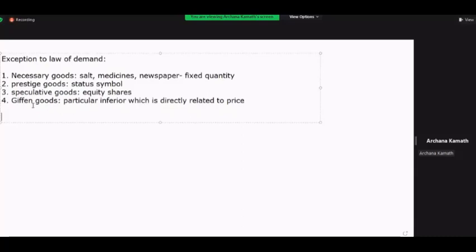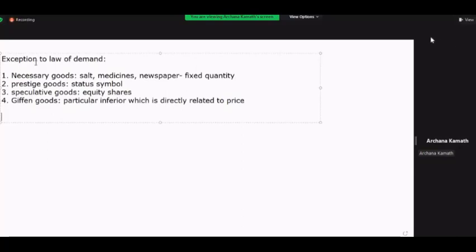Even though you know that the transportation services are charging you higher fare, it is comparatively better to take public transportation than taking your own vehicle. The price of this inferior commodity has increased, but still you are making best use of it because you cannot make use of a normal commodity or a superior commodity when the prices are high. I hope you got what Giffen goods are. Yes, madam. So these are the four exceptions to the law of demand.